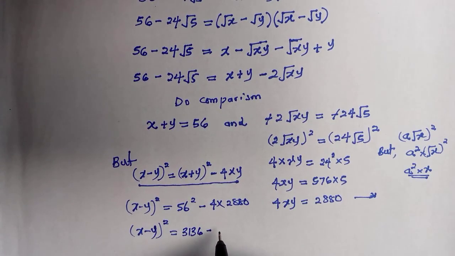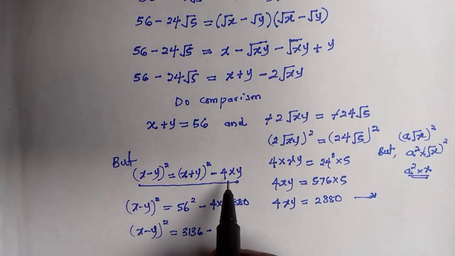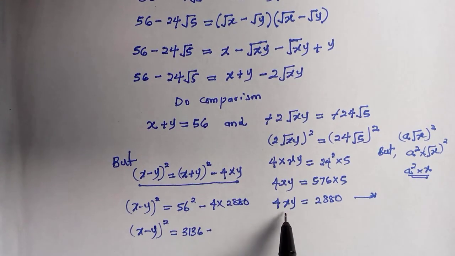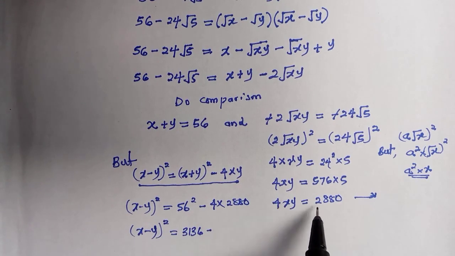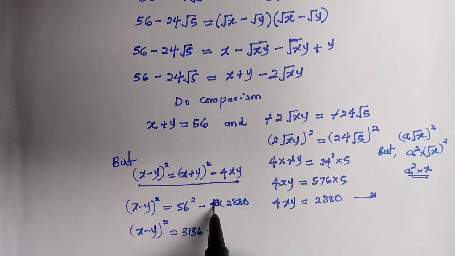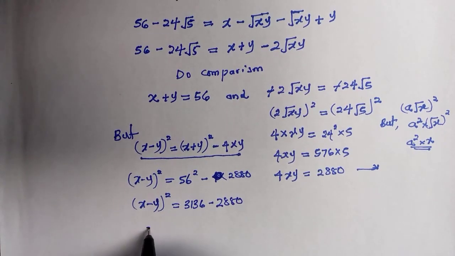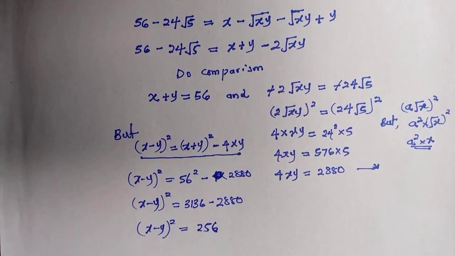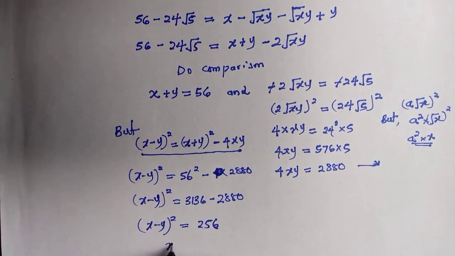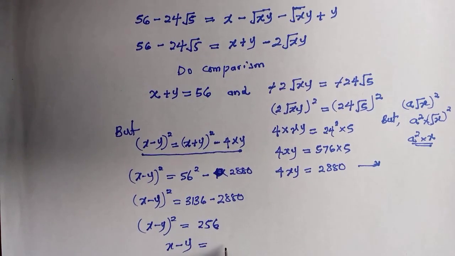And here is, sorry, I have used 4 above before, because 4xy equals to 2880, so I don't need 4 here again. Minus 2880, and then x minus y all squared equals to, subtracting this, we have 256 if you press your calculator, and x minus y equals to 16 by taking the square root of both sides.